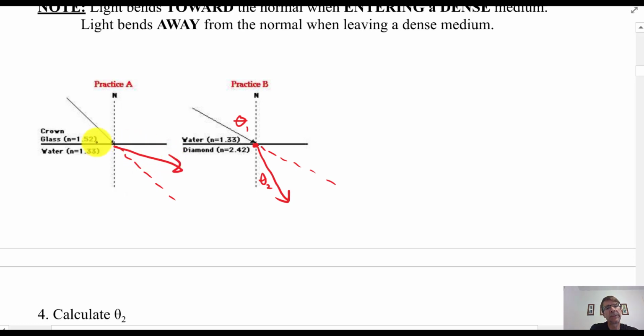All right, it's going to be something like this. Here's your theta 1. Now we have our theta 2, which is indicated by that double arrow I just drew there. That's theta 2. Theta 2 is bigger than theta 1.